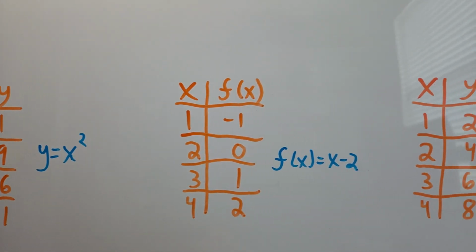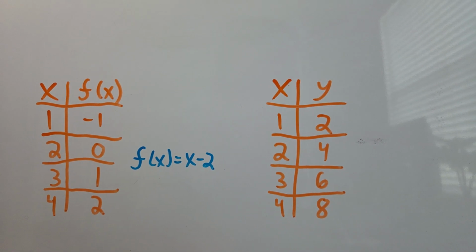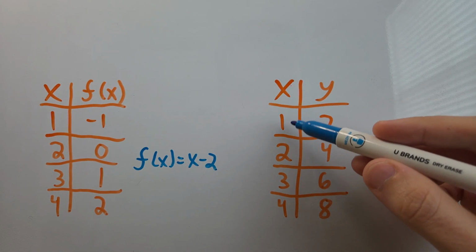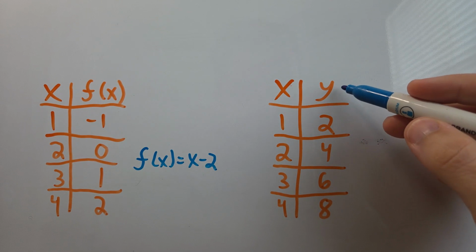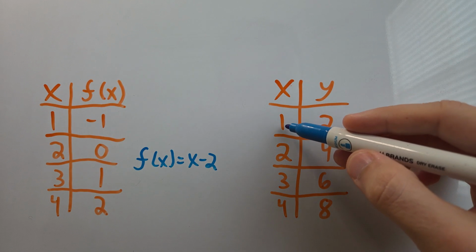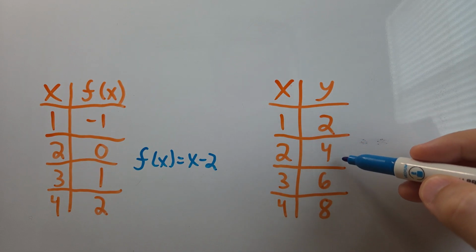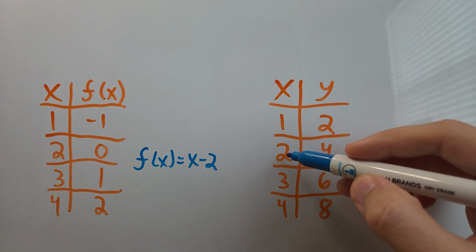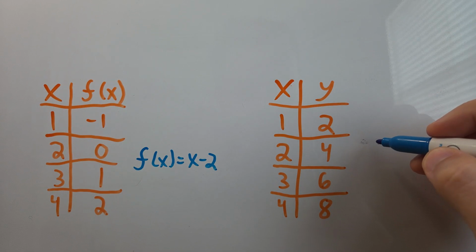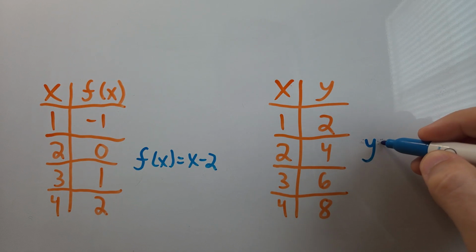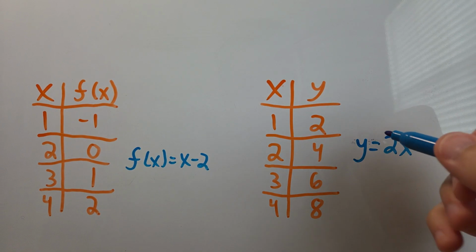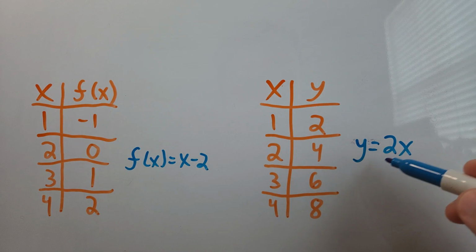Let's work out one more. Here I've got x and y again. It's a table of values with x ranging from 1 to 4. Here y appears to be doubling in value as x goes up by 1. These are being doubled, so 1 times 2, 2 times 2, 3 times 2, 4 times 2, and so forth and so on. It's safe to say that for this function rule, we can say y equals 2x. Double your x value to get your y value, and there's your function rule.